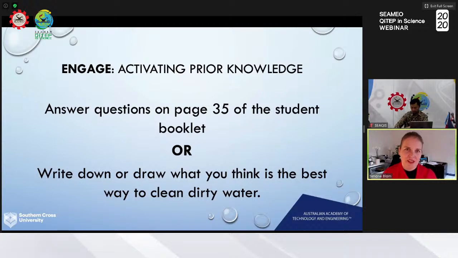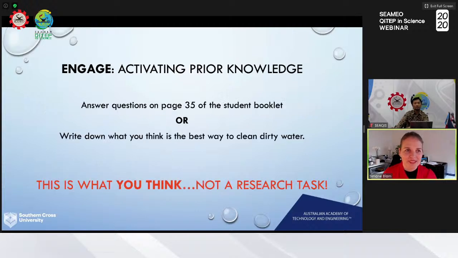Those questions are designed to engage the student into their process of learning. And you may need to adapt them based on your context, but that's okay, you've got the framework there. Another thing that you could do is write down or draw what you think is the best way to clean dirty water. And what's really important here is that it is what you think, it's not a research task.